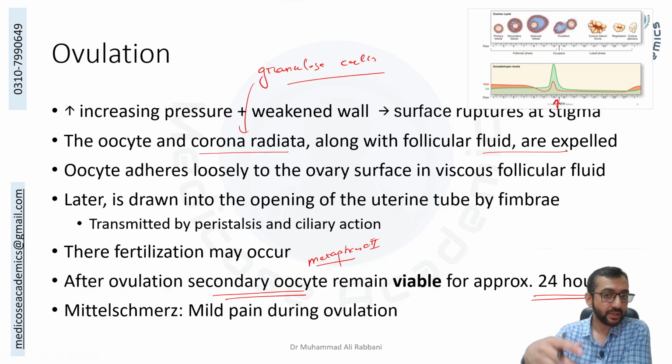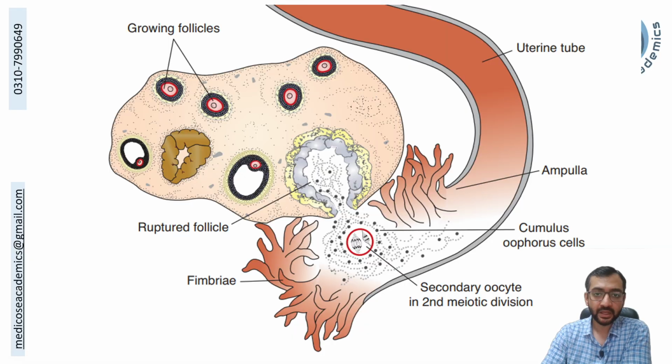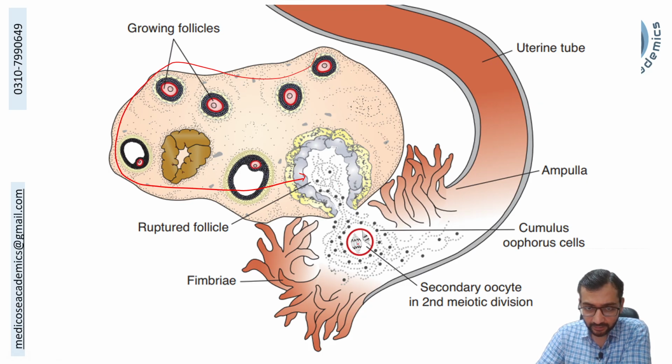Once in the tube, the cumulus cells withdraw their cytoplasmic processes from the zona pellucida and lose contact with the oocyte. As you can see in this picture, here is the primary oocyte, the multilayered stage, here is the antral stage, here is the graafian stage, and here is the ovulation stage. Here you can see the ovum surrounded by zona pellucida, surrounded by these granulosa cells, called the cumulus oophorus. This is the product that comes out. Initially it gets stuck here, but the finger-like projections, the fimbriae, sweep across the surface and pull it inside the uterine tube.